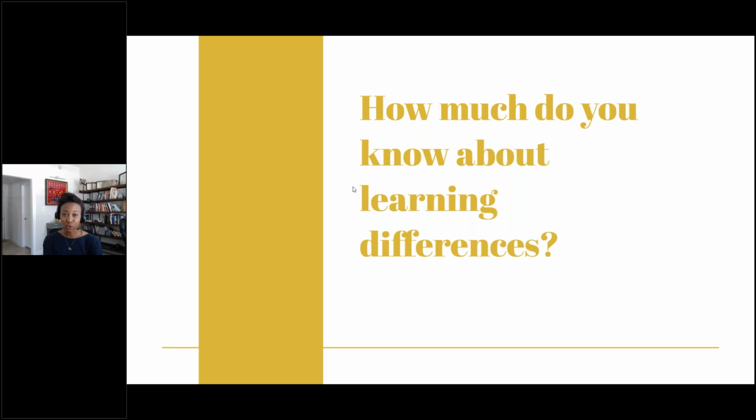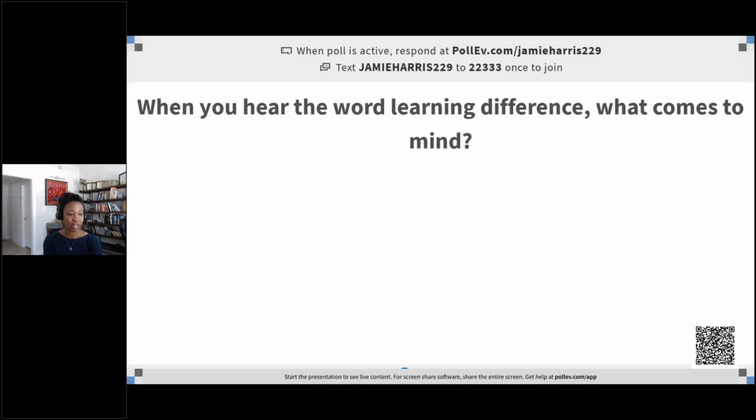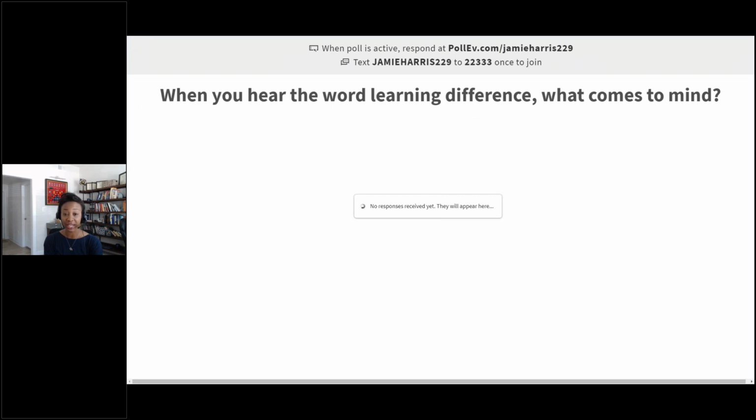I like to use a tool called Poll Everywhere. And if you're not familiar with Poll Everywhere, that's okay. You could type in the questions box, but Poll Everywhere is nice because when you type in your information, we all will see it on the screen here. So in another window on your computer, if you could type the web address that's listed at the top, pollev.com/JamieHarris229, or you can text Jamie Harris 229 to 22333. And once you join in, we'll be able to see your responses.